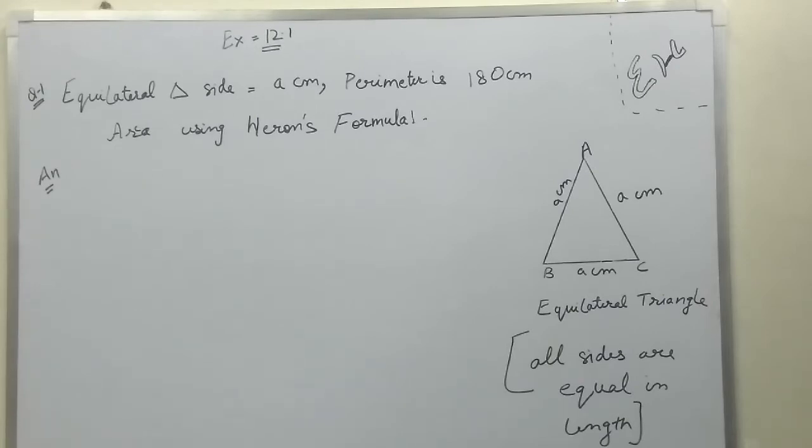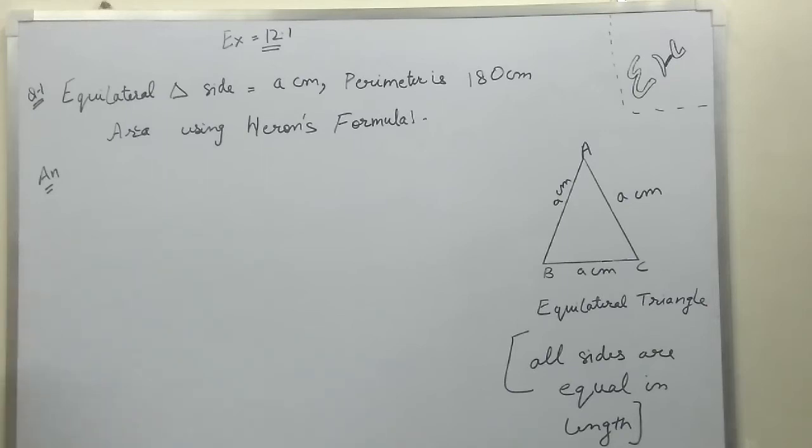Now we will start with exercise 12.1. Question number 1. What is given? You have an equilateral triangle with side a centimeter. What is an equilateral triangle? One in which all the sides are equal in length. And the perimeter is 180 centimeter. You have to find out the area. Find the area using Heron's formula.